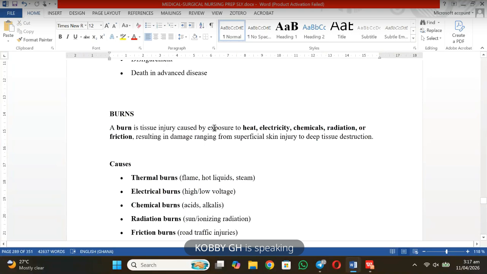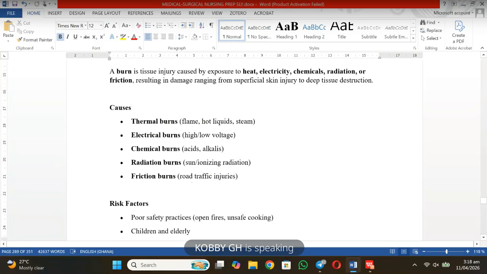Now, the almighty burns. For burns, it's something you know already. Burns usually affect the skin integrity, and can be caused by exposure to heat, electricity or electrical burn, chemical, radiation, or friction. So we have several causes of burns. We can have a thermal burn: when a burn is caused by exposure to a hot liquid, steam, or a flame, we say there is a thermal burn.